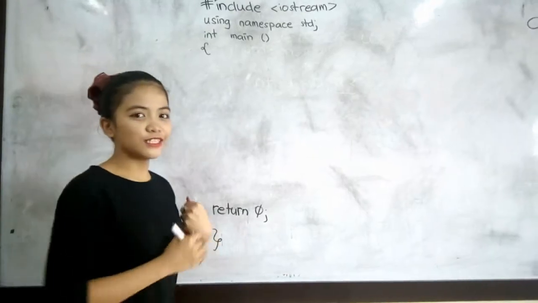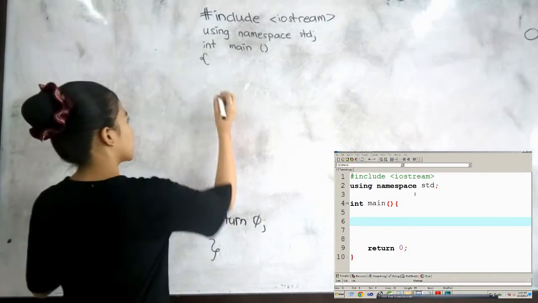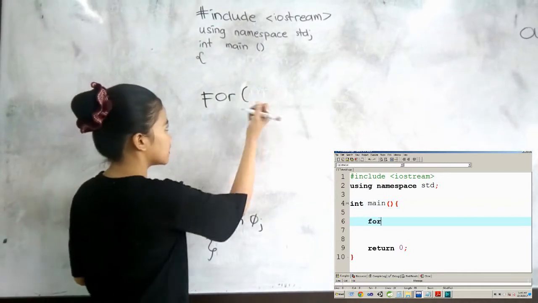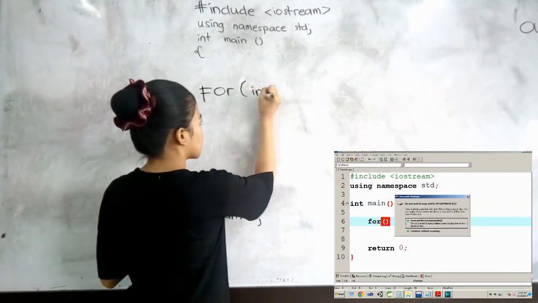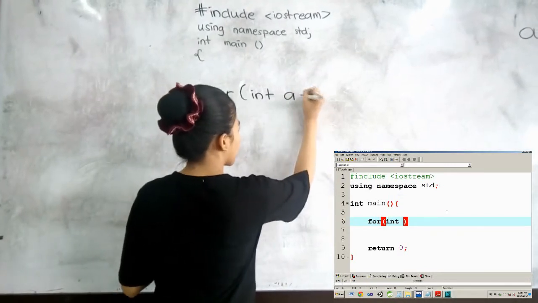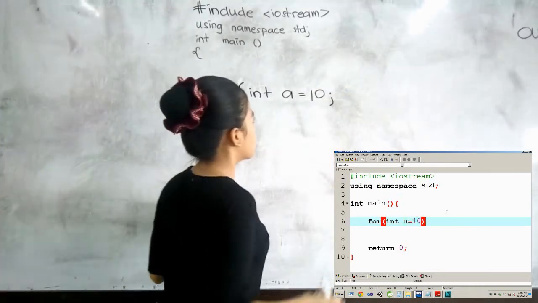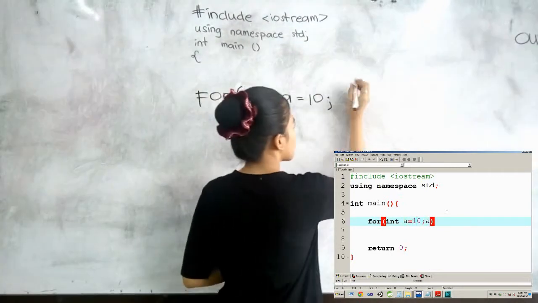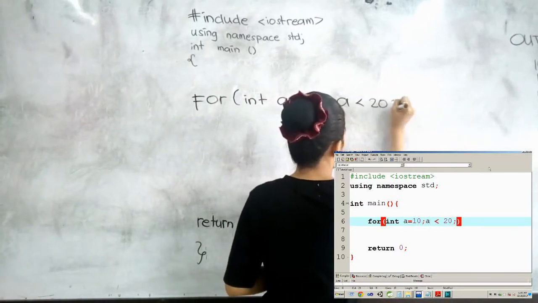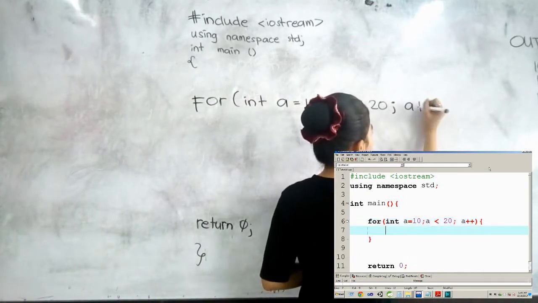So I'll make sample code of a for loop. We put here the for. Then we put a variable and its value. Then the semicolon. Then for the condition, we put a is less than 20. Then the semicolon again. Then its update, which is a plus plus.